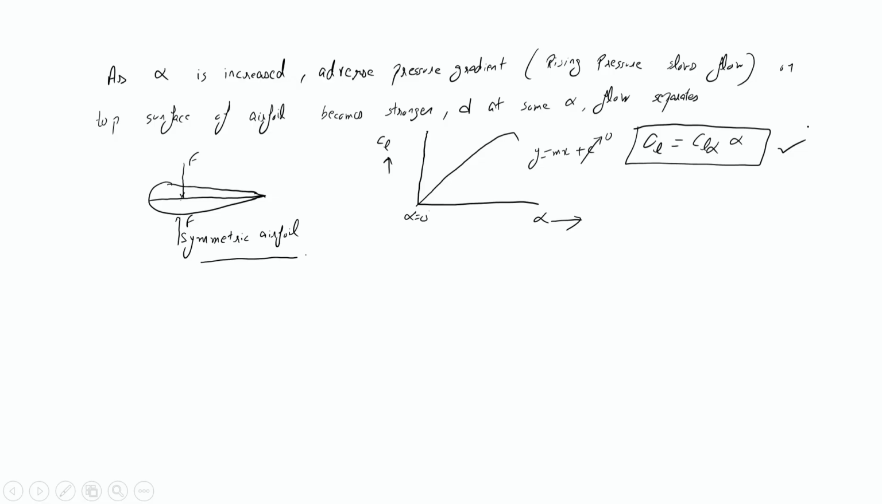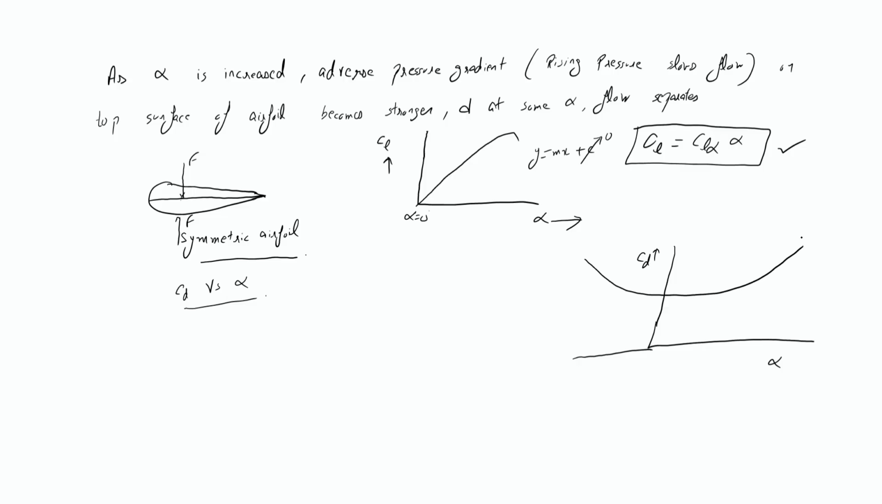Okay, now next we have plotted the CL versus alpha curve. Now let us see the CD versus alpha curve. So remember, these plots we are getting from the wind tunnel results. Alright, so here we have CD, here we have alpha, and the curve is actually parabolic, something like this.